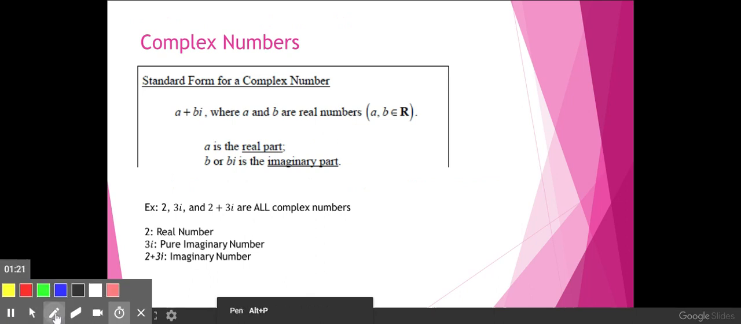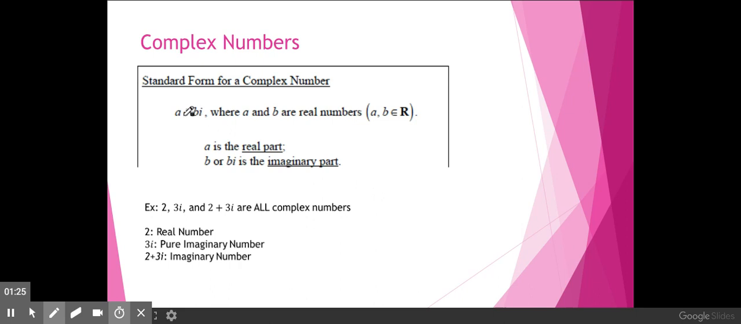So now a complex number is a real number plus an imaginary number. So a plus bi is what we use to represent a complex number. a is the real part, so the real part of our complex number, and b, or bi, is the imaginary part, so bi on the end.